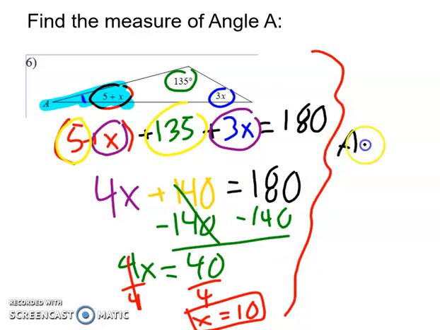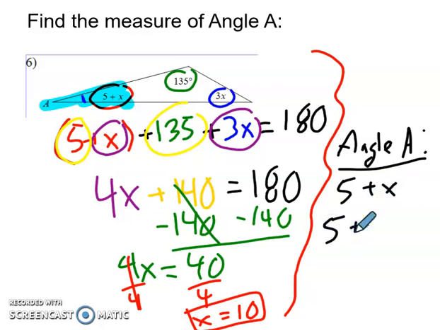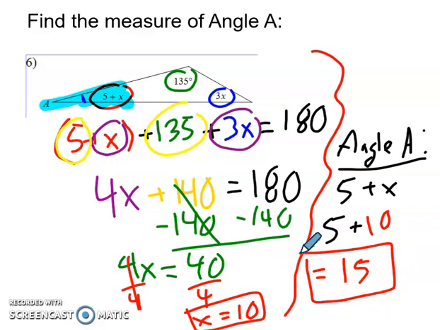So what we need to do is plug it back in. We know that angle A is represented as 5 plus x. We're going to plug in our value of x that we found, which was 10, and then we get 15. So angle A is going to be 15 degrees, and that's going to be our final answer. So that was a multi-step problem because we had to find x first to then find angle A.